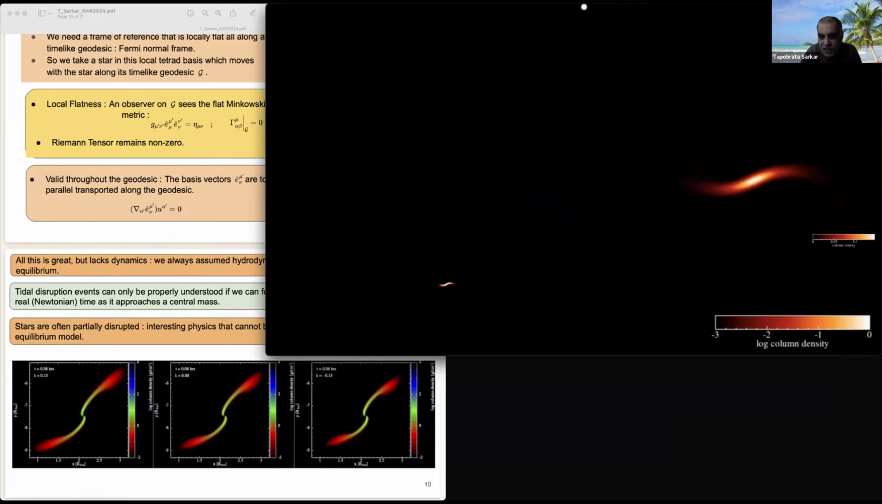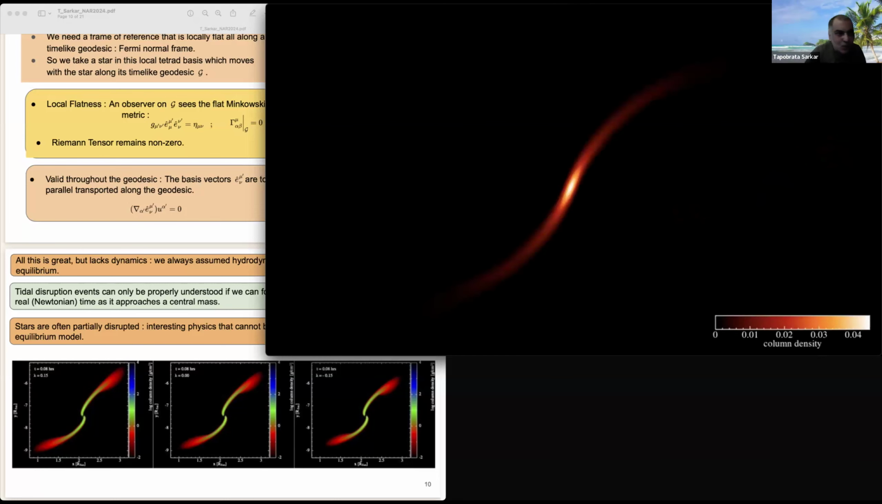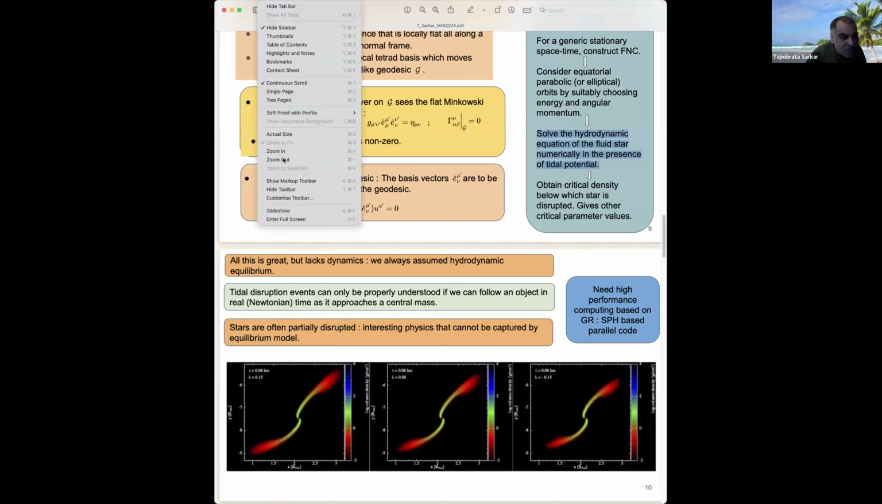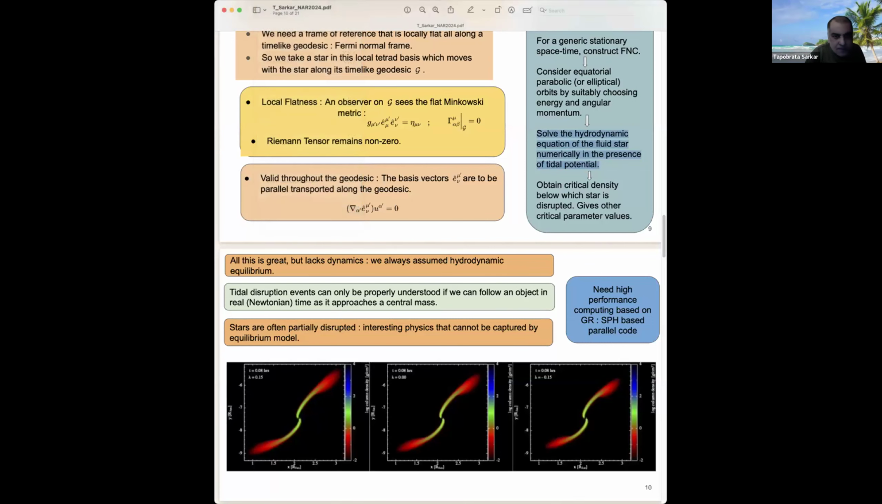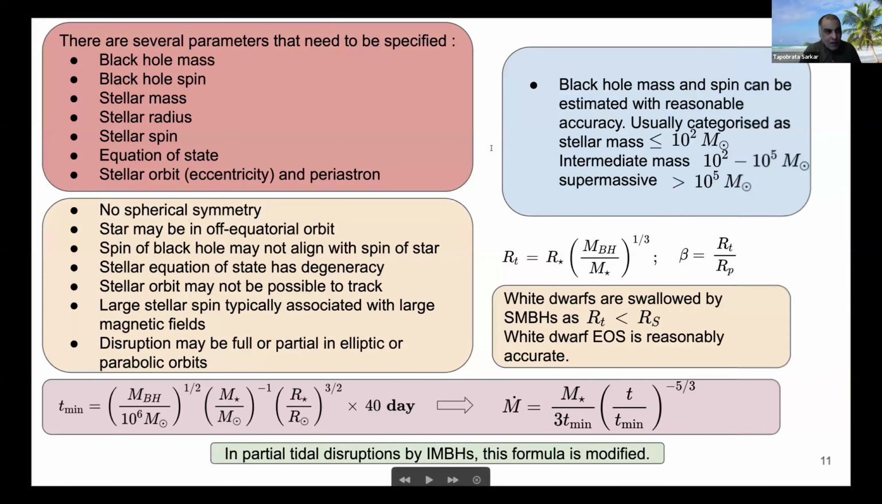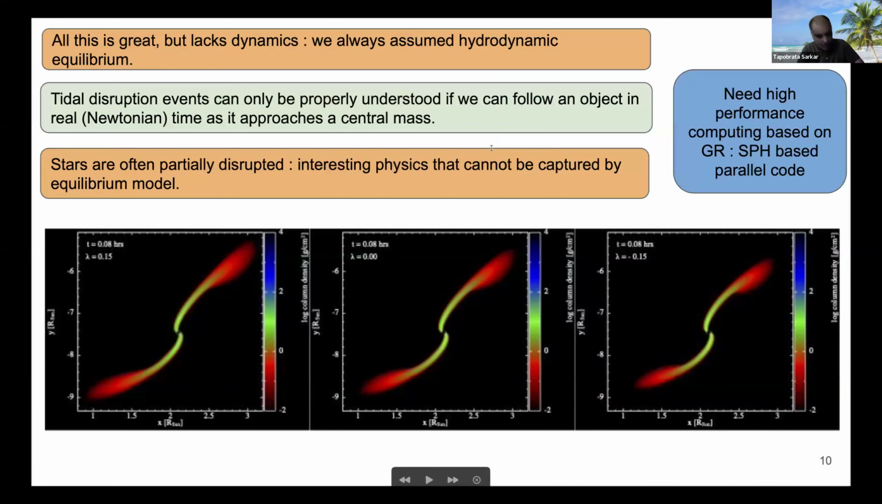This is what it looks like, and it has formed a symmetric tail in the two directions. And then that is how this process goes. Okay, so coming back, yeah. So coming back, now there are several parameters. So this is basically the essential thing that we will want to study.